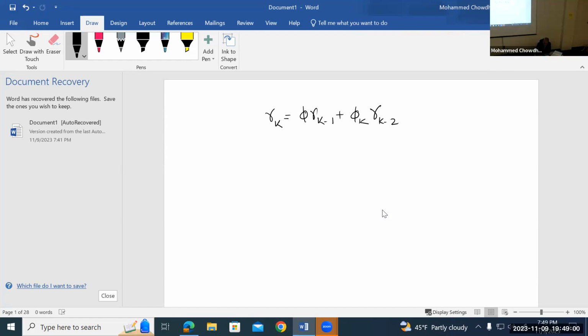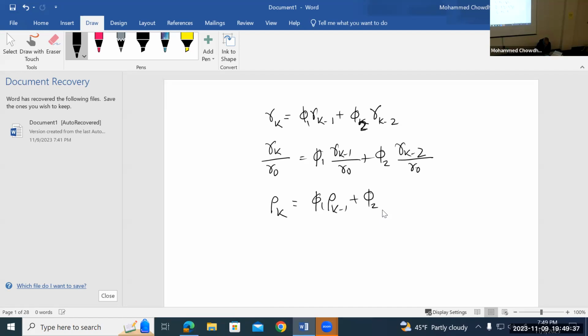Okay. Now, if we divide it by this, phi k, and that one is phi 1, and this is phi 2, I guess. Yeah, this is phi 2. Then it will be k minus 1, this, and k minus 2, like that. And then what we get in here is the k minus 1 plus this k minus 2.